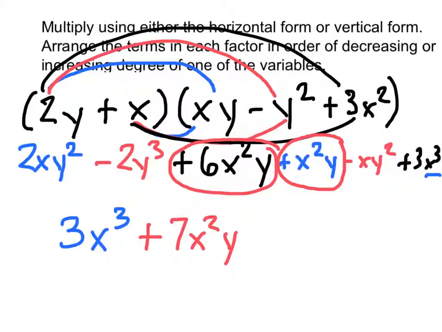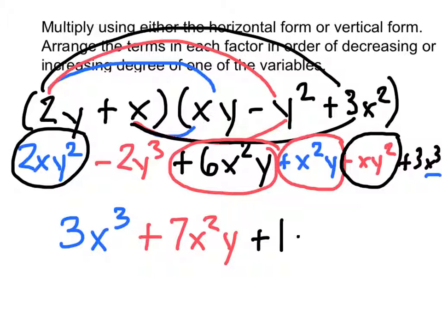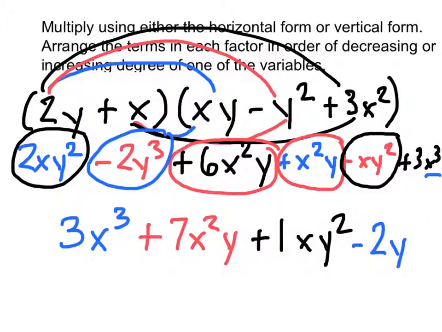Okay, now I'm going to look for an x to the first. So right here I have an x to the first power. Right here I have an x to the first power. I'm going to combine those, and I end up with 1xy squared. Okay, and the last one is not going to have any x's in it, is this right here. That's going to go at the back. So I have a minus 2y cubed. So notice I put it in order. I have an x to the third, an x to the second, an x to the first, and then this last term doesn't have an x. So it's in decreasing order, okay, of the x.